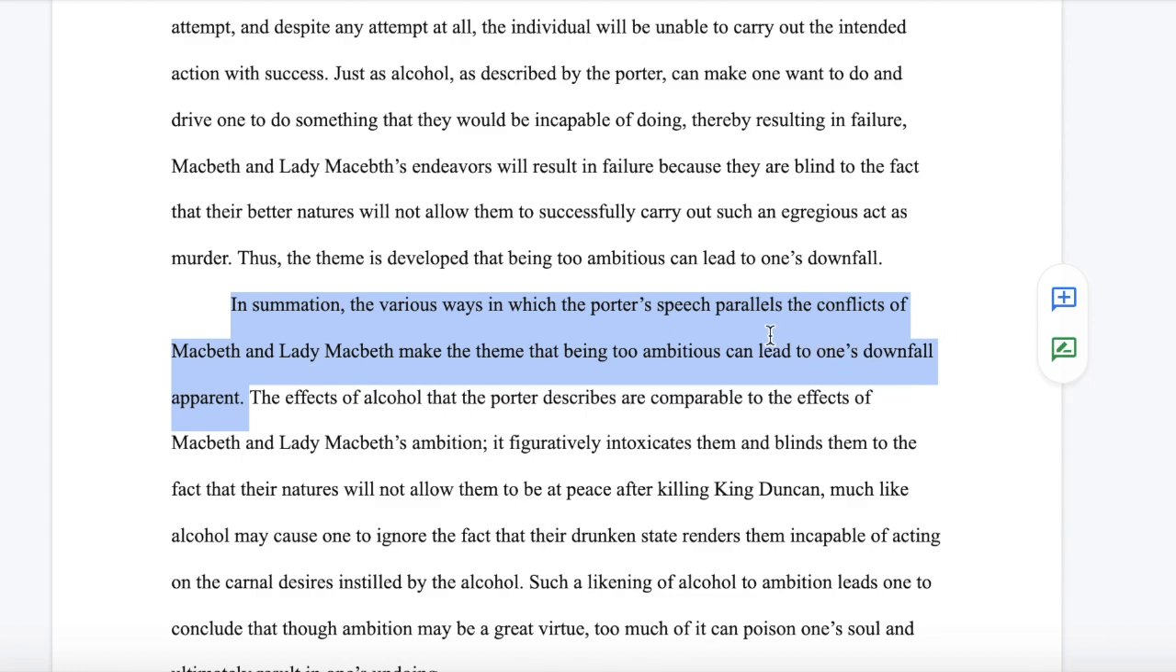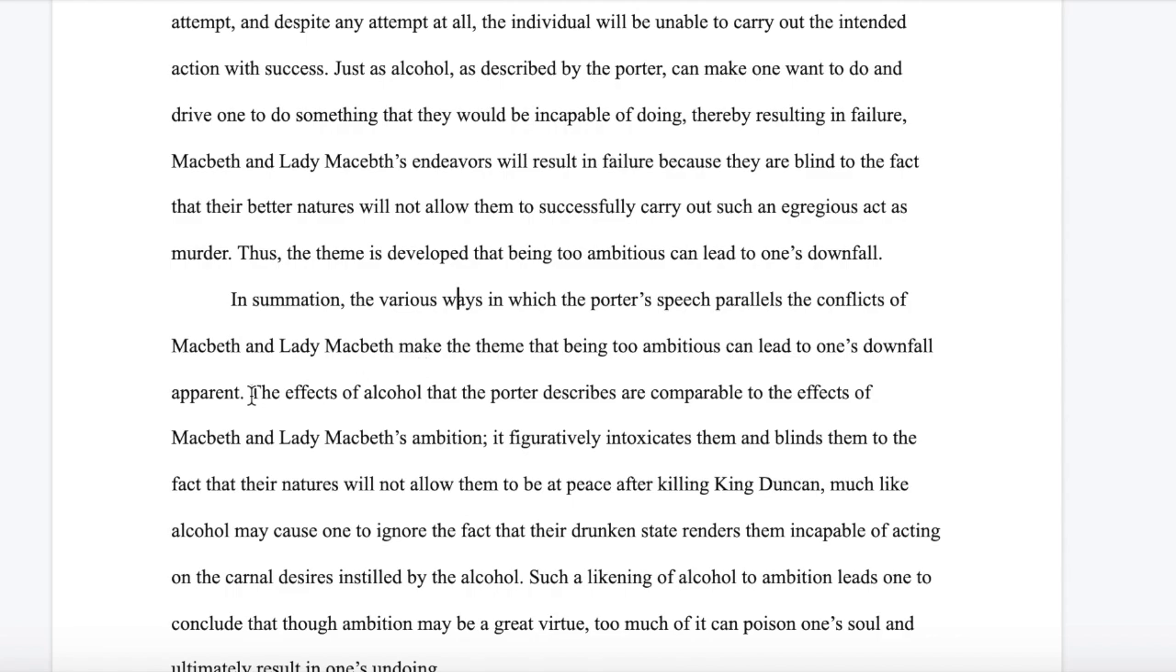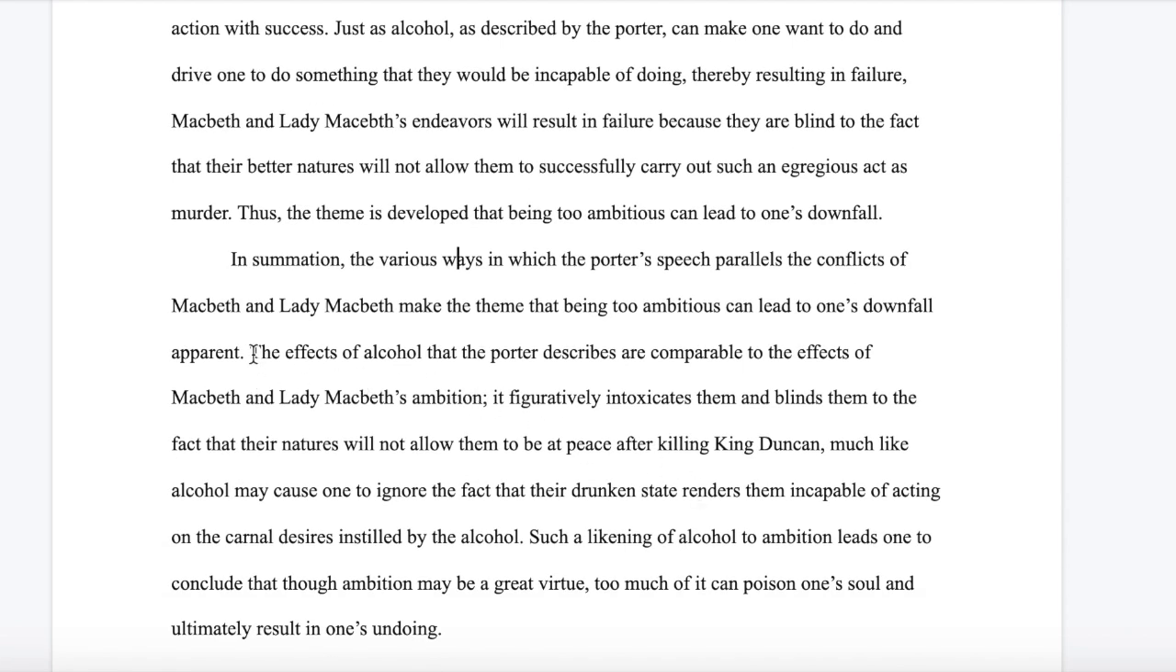So, I restate my thesis, and that's that the Porter's speech parallels the conflicts of Macbeth and Lady Macbeth. And I state again what the theme is here. Okay, then I briefly recapitulate what I discussed. So I reiterate what the Porter said about alcohol and how it was comparable. He didn't compare it, but it was comparable to Macbeth and Lady Macbeth's ambition.